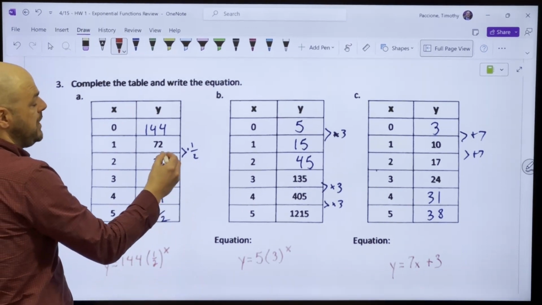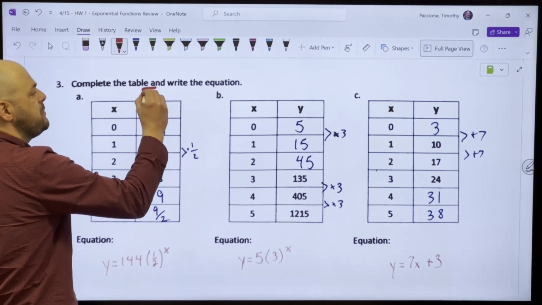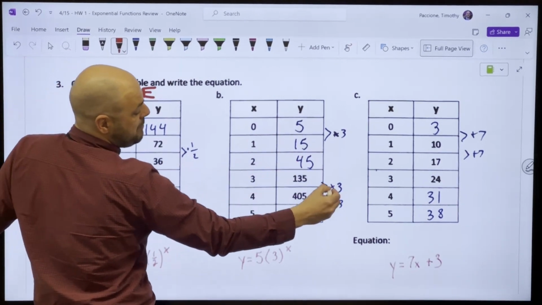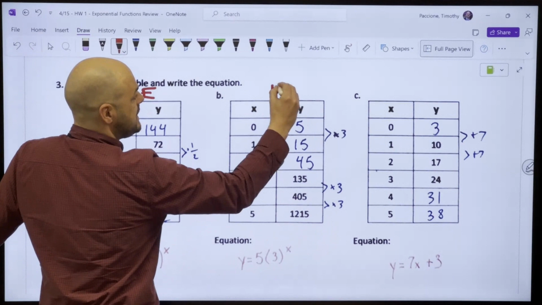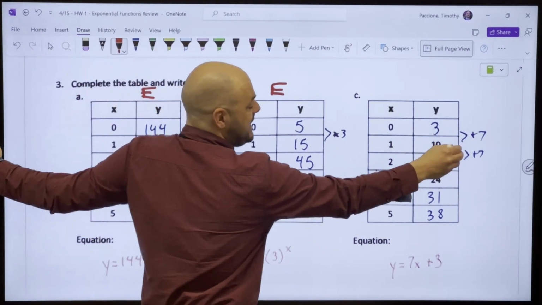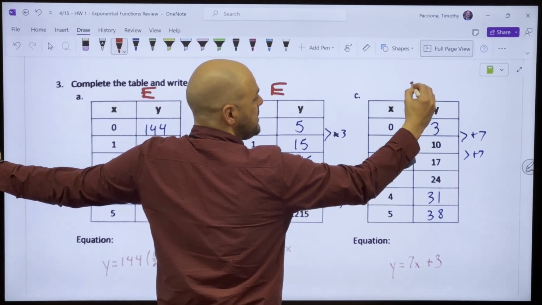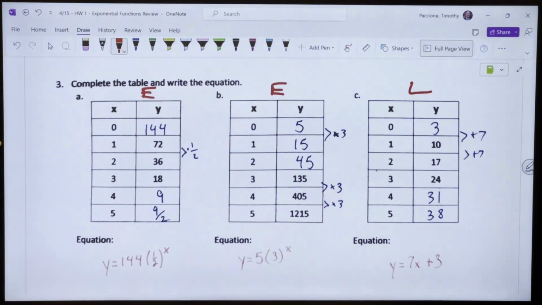So this is times 1/2. So that's multiplying, so that's exponential. This is multiplying by 3 every time. So that's exponential. This is adding 7 every time. So that's linear. Different patterns have different functions and different forms that you go into, right?